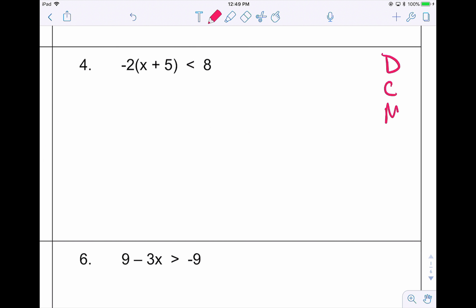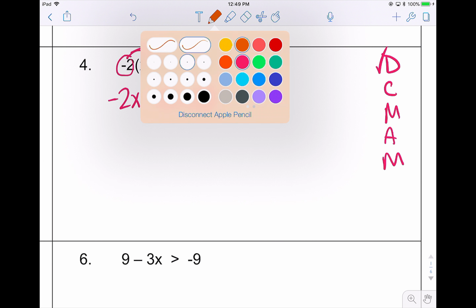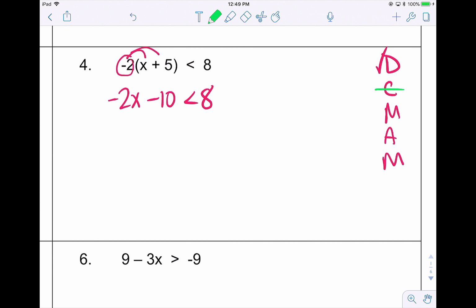Problem 4, still solving. This one I have parentheses, so I need to take that negative 2 and distribute to multiple terms. So negative 2 times x, negative 2 times 5, and the less than and the 8 stay the same. I don't have any terms to combine. I box my variable and I only have one, so I don't have anything to move to the other side. Next, I need to add or subtract. Outside of my box, I have a negative 10, so I'm going to add 10 to both sides.